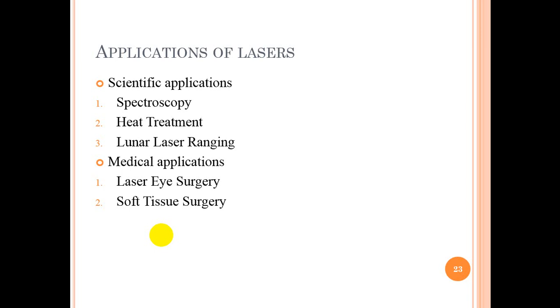Lunar laser ranging. In lunar laser ranging, laser beams are focused into large telescopes on Earth aimed towards the Moon, and the time taken for the beam to be reflected back to the Earth is measured to determine the distance between the Earth and the Moon with high accuracy.